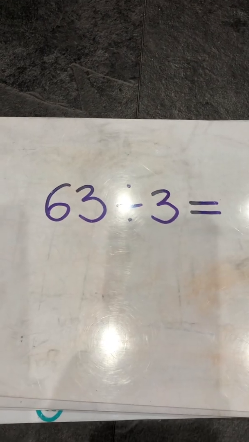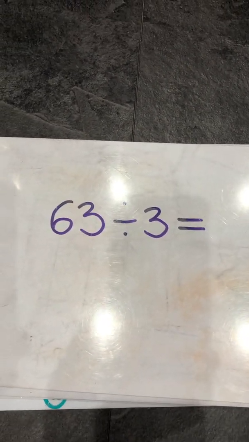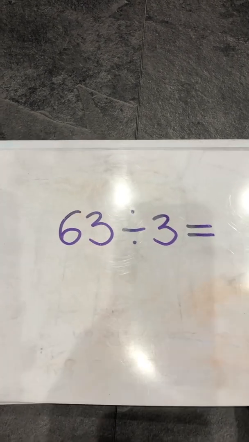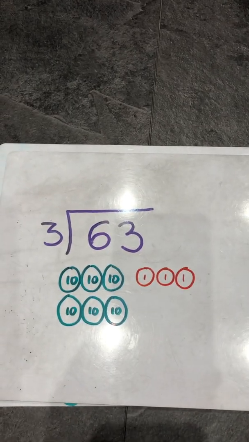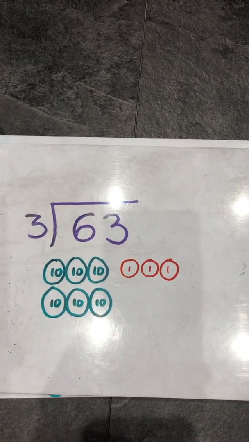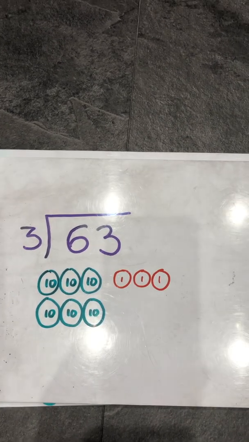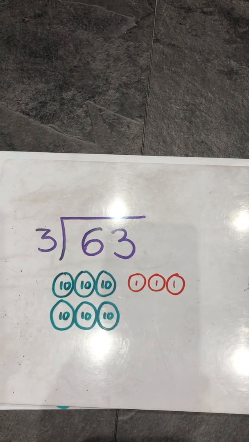In this video, we're going to look at how to turn a number like 63 shared into groups of 3 into how we set it out as a bus stop. The first thing we need to understand is that the 63 goes inside the bus shelter because that's the number that we've got. We've got 6 10s and 3 1s, and we're going to be sharing them between 3.